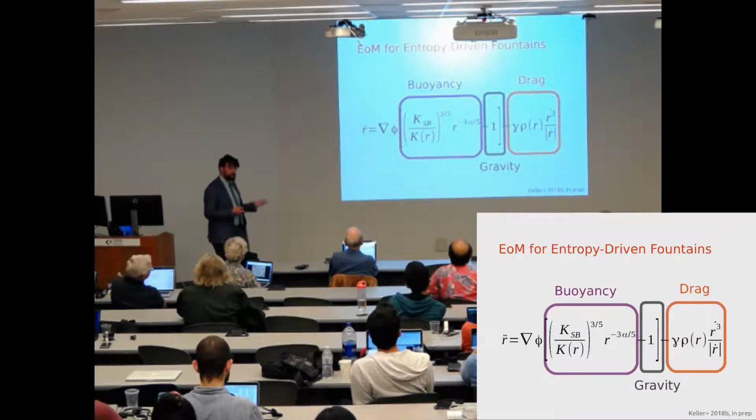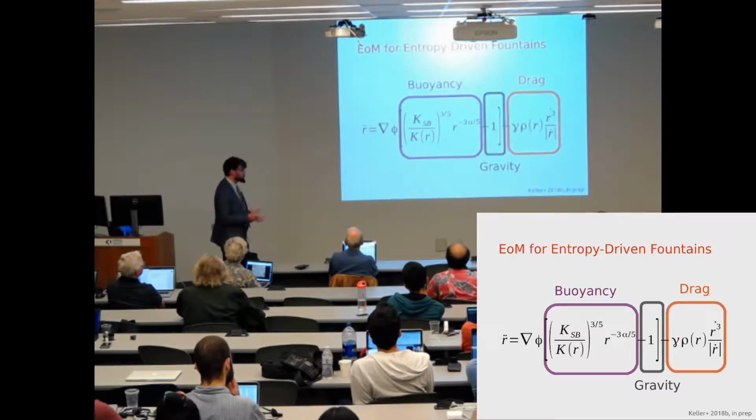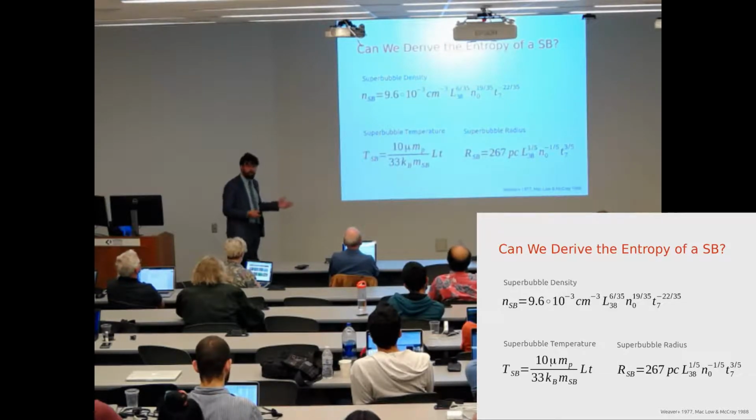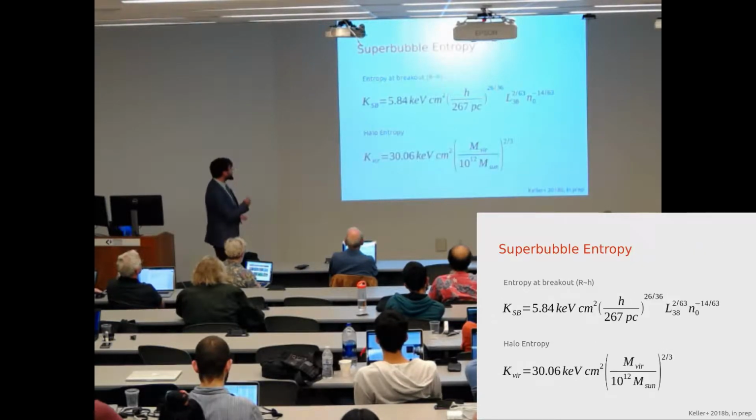The equation of motion that ultimately governs the flow of a buoyant parcel of fluid is quite simple. You can derive it from Euler's momentum equation, and it really just comes down to the buoyancy, or the entropy of the fluid, compared to the entropy of the CGM, a gravity term, and drag. And when you evolve this, you can actually calculate what the superbubble entropy should be at the time of breakout using some simple equations from Weaver 77, and you get a breakout entropy and a halo entropy.